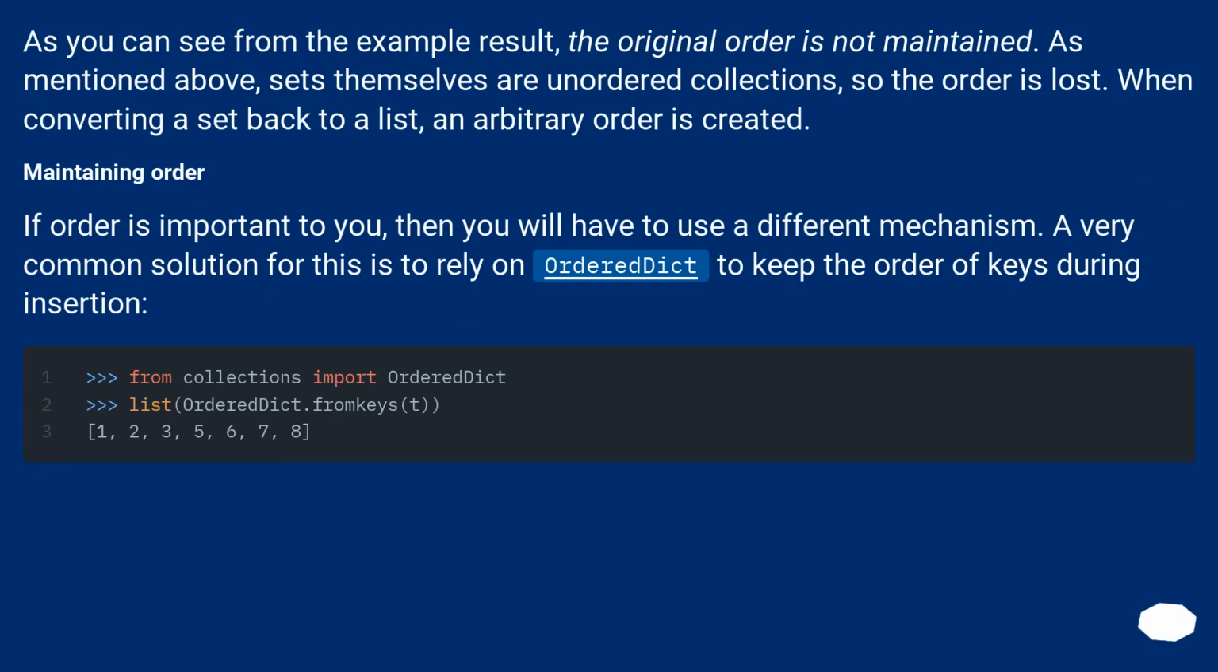As you can see from the example result, the original order is not maintained. As mentioned above, sets themselves are unordered collections, so the order is lost. When converting a set back to a list, an arbitrary order is created.